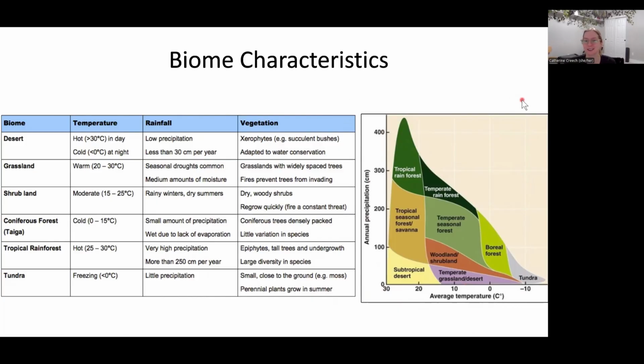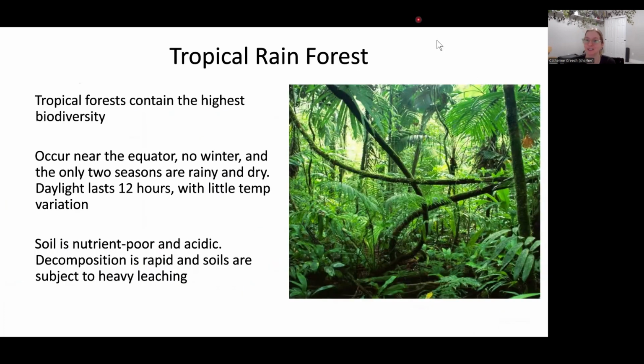All right, let's go through some of these different types of biomes and talk about their specifics. Tropical rainforests are incredible because they have the highest biodiversity of living organisms. Something that's interesting about them, they're near the equator. There's no winter. It's usually 70 degrees all year long, but there are 2 seasons. It's just rainy or dry. But even when it's dry, it's still rainy. But when it's rainy, it's like really rainy.